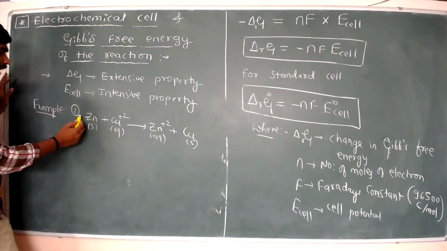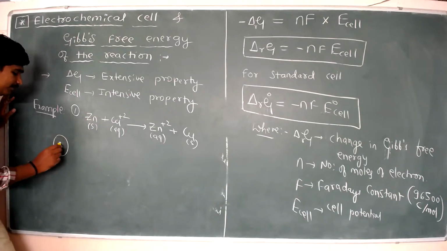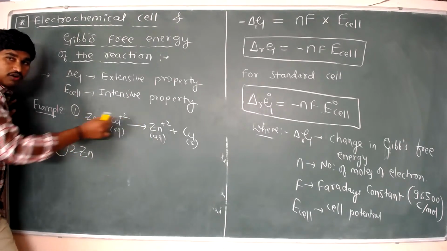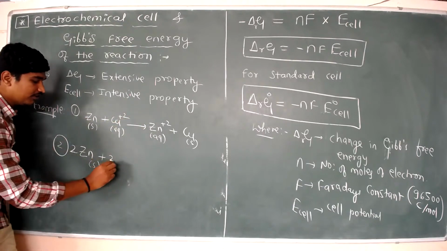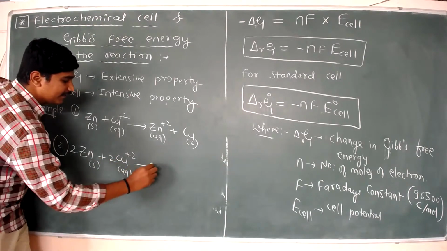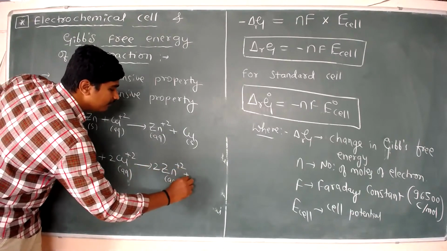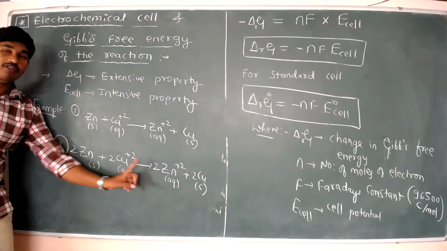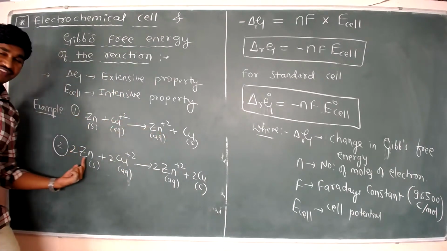Now I want to multiply this reaction by 2. I am multiplying 2 to the overall reaction. It will become 2 Zn (solid) plus 2 Cu2+ (aqueous) gives 2 Zn2+ (aqueous) plus 2 Cu (solid). I have multiplied by 2. Here only 1 is there, and here the coefficients are 2.